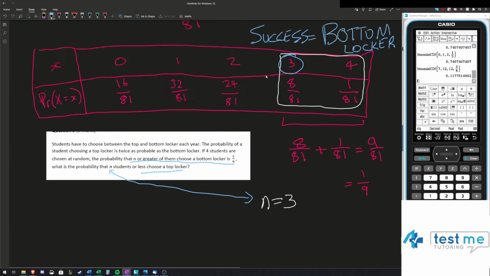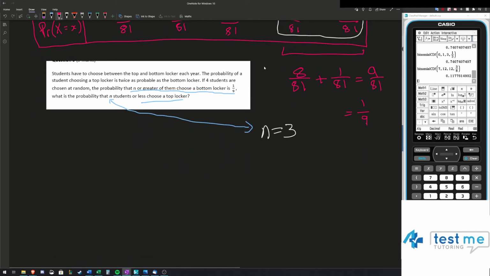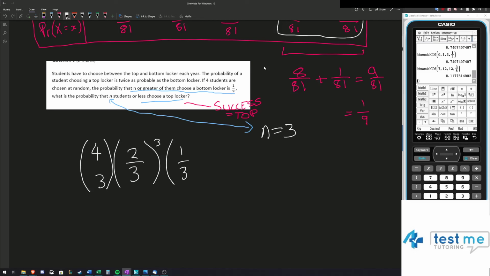That entire top part was just trying to get us this n value of 3. So now we've got to do one more binomial distribution that I'll do all by hand. Still, there are 4 trials, and 3 of them are successes. Now, what's the success change to in this case? Success equals the top locker, which we now know from before is 2 over 3 to the power of 3, 1 over 3 to the power of 1.